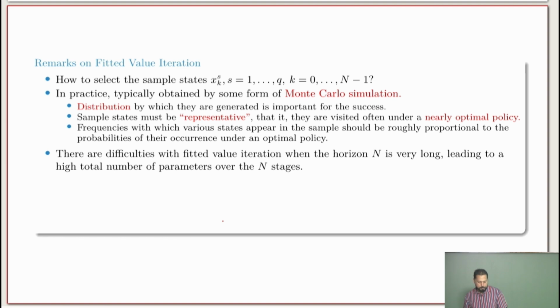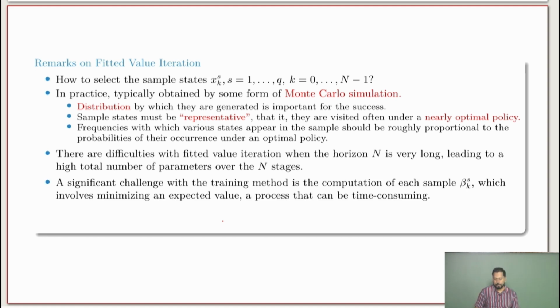So there are difficulties with fitted value iteration when n is very long. Obviously, when n is long, there will be computational problems, because in fitted value iteration, each approximation is separate. The stage k approximator has its own parameters. Structurally it may not be different, they may use the same neural network, but at another stage it has its own parameters. So it keeps its own copy of parameters.